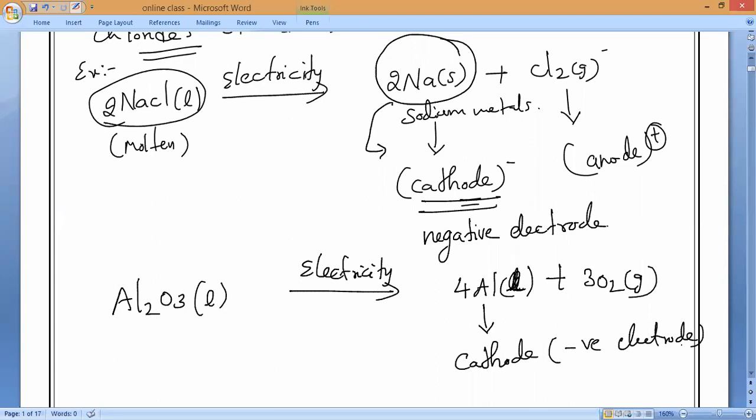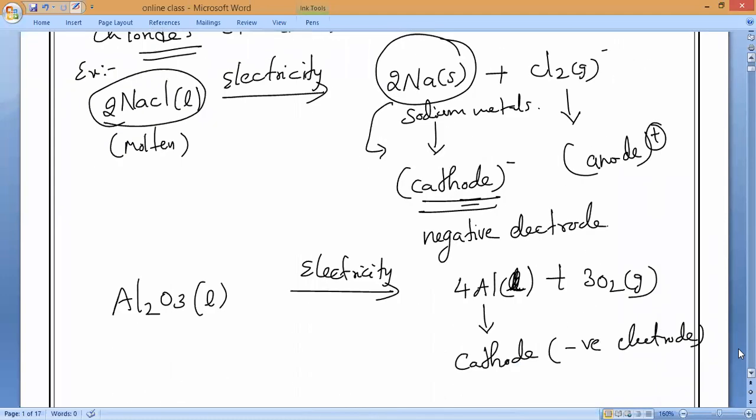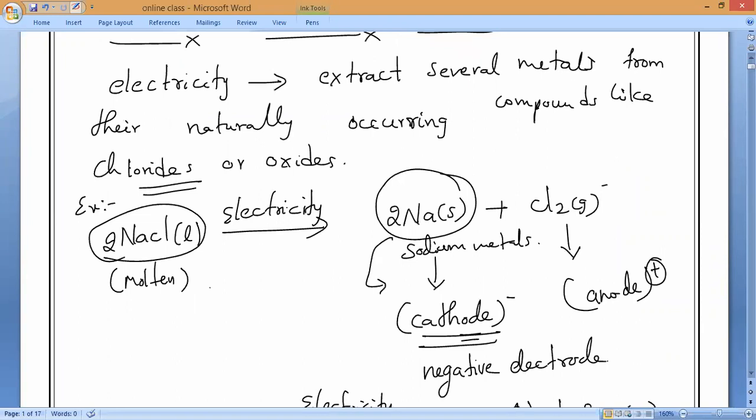This is the first application, the first use of decomposition reactions. These are the main things you have to remember: extracting some metals from their metal chlorides or metal oxides, that is, from their compounds. We are using this to extract them, by passing electricity, which means electrolysis. Is it yes or no, guys?